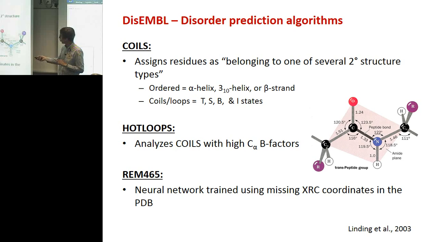Then we have hot loops, which essentially analyzes the C-alpha B-factors. It's like measuring the angles in the carbon chain, and based on how flexible they are, it gives you a probability that you're a disordered protein. And finally, there is a neural network trained algorithm that uses the XRC coordinates in the protein database. If you are missing those coordinates, the neural algorithm classifies those proteins as intrinsically disordered. We like using those missing coordinates because they tend to be a good reflection of the lack of crystal structure and therefore a high possibility of disorder.